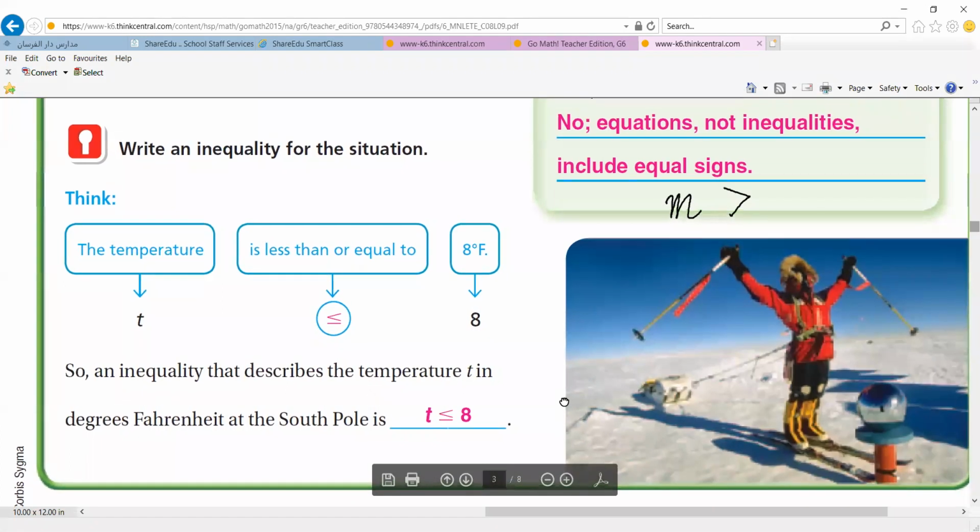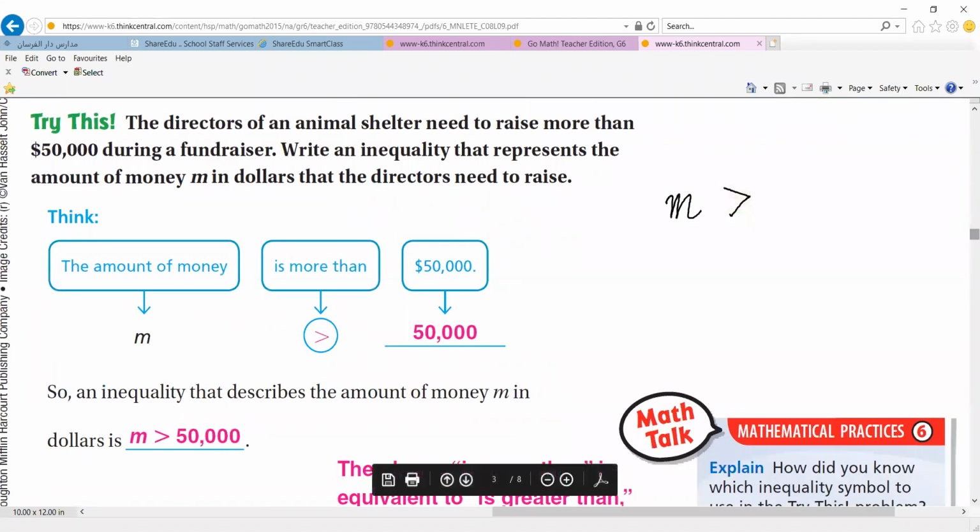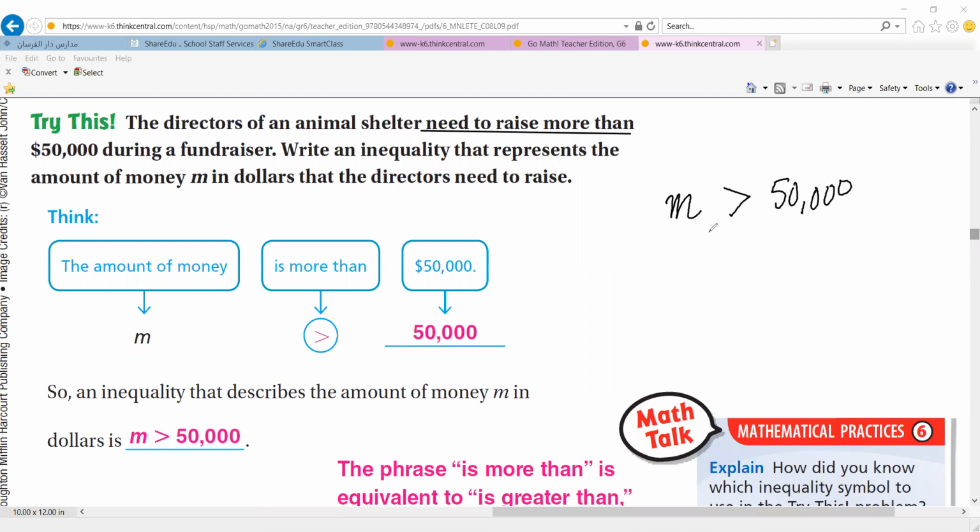Okay, Vateen? Yeah, Miss. So clearly they gave you here that they need to raise. When I say raise, it has to be more than. They gave you more than. So M is the money raised, that is more than. It cannot be equal to. It has to be more than $50,000. Okay, so this is your answer. That's what they said. The phrase is more than. That is greater than. More than means greater.